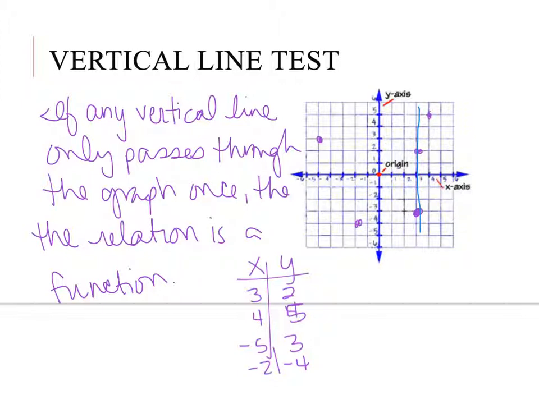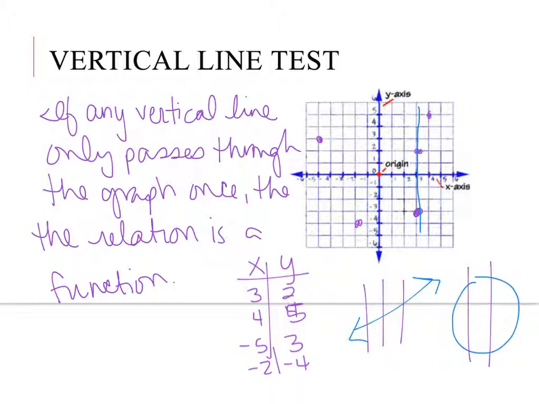So it works for points. It works if you just have a line plotted. That's a function, because your vertical lines would only cross it once. If you have a circle plotted, though, that's not a function, because your vertical lines would cross it more than once. So that's a function, and this one is not a function.